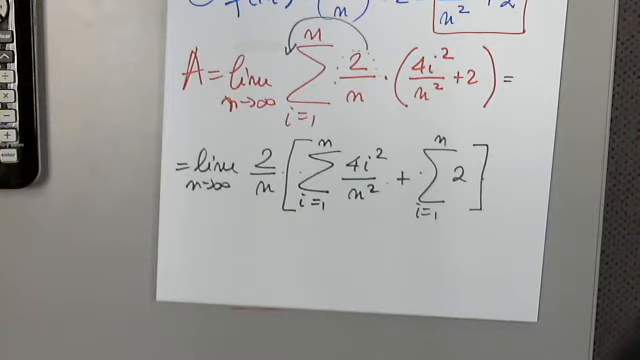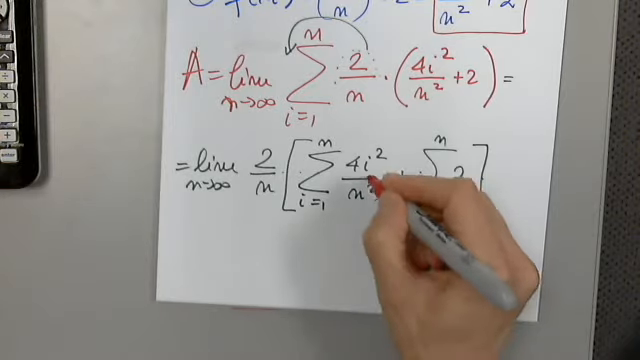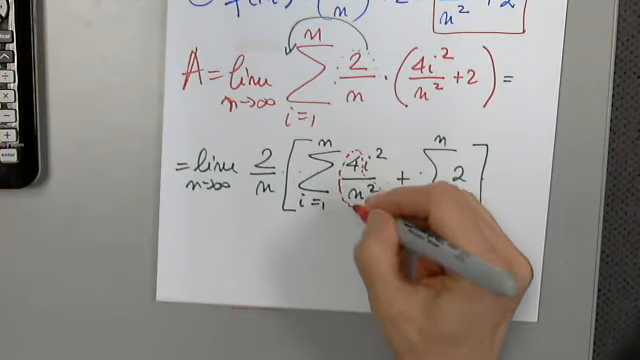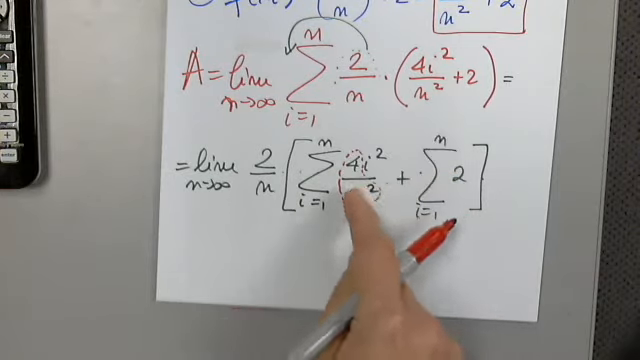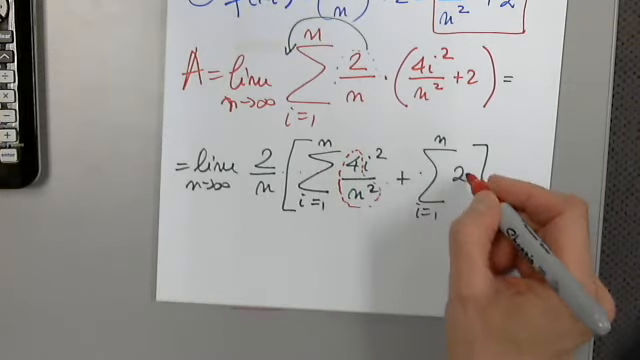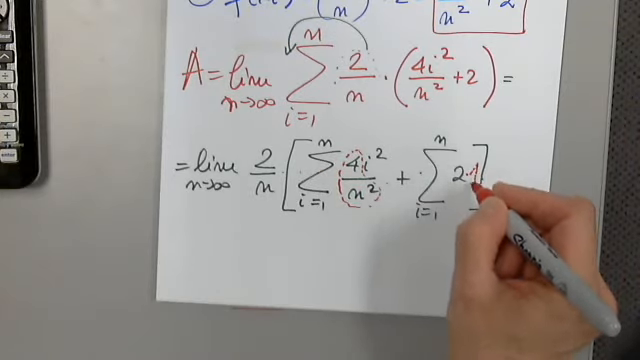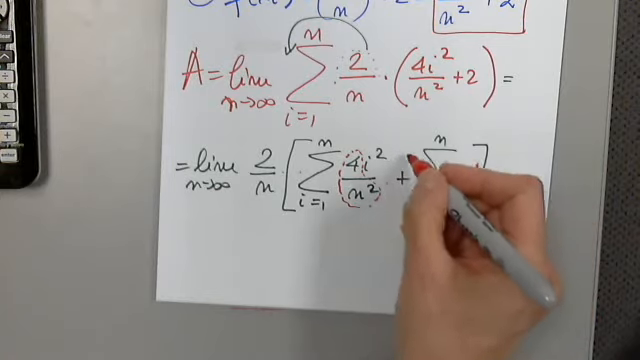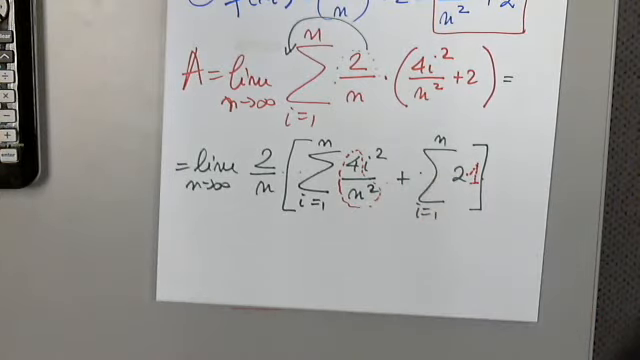However, this is not cleaned up yet. As you see, this is a constant, like this one was, which will go in front of the summation notation. This is a constant multiplied by 1. This constant will go in front of the summation notation.